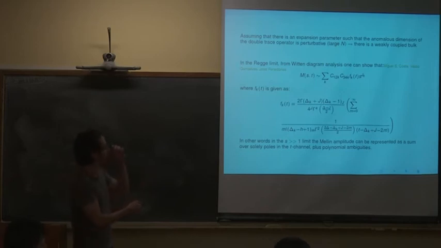Now, we can look at the Regge limit of the Witten diagram, and of course it has this behavior. The Mellin amplitude has this structural form, where it goes as s to some power j, which depends on the spin, and f(t) is just some function of a single variable t. That means that in the large s limit, the Mellin amplitude is represented as a sum over solely poles in t, plus some polynomial ambiguities.